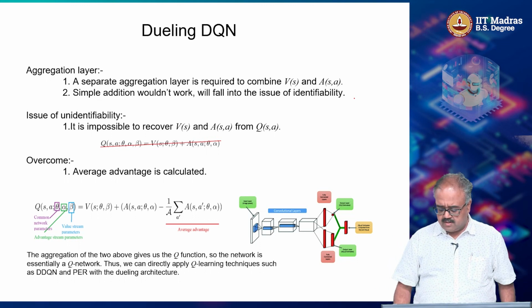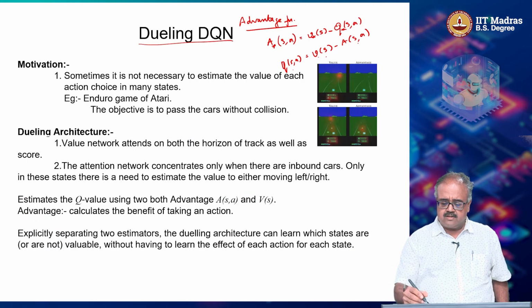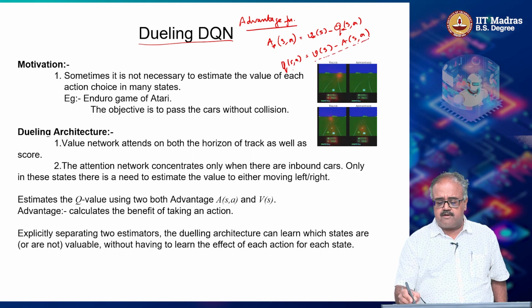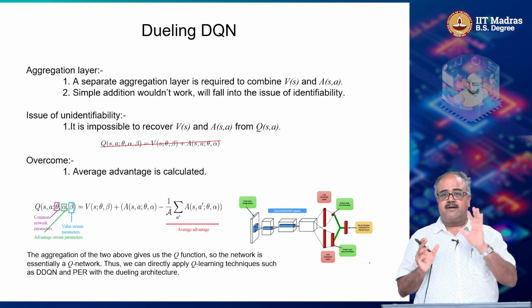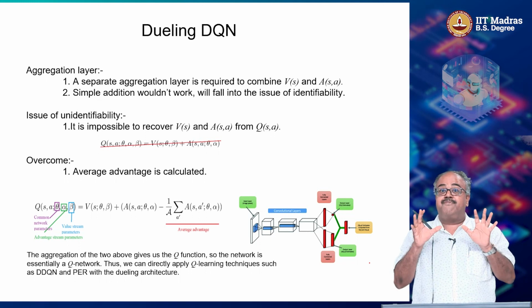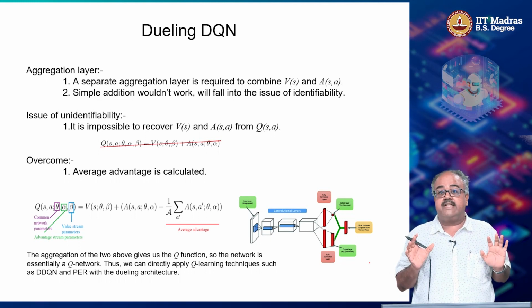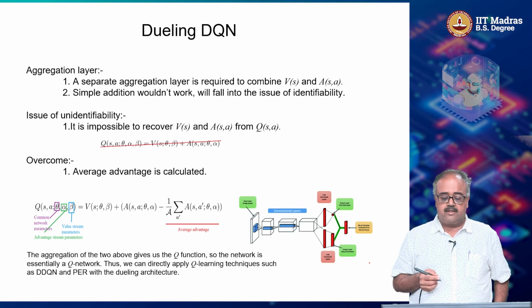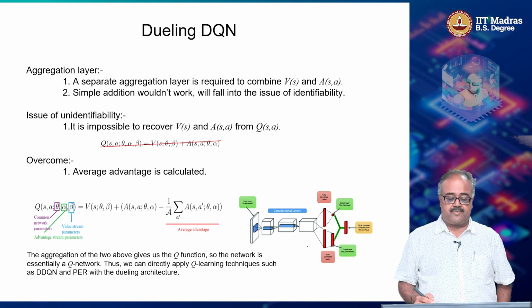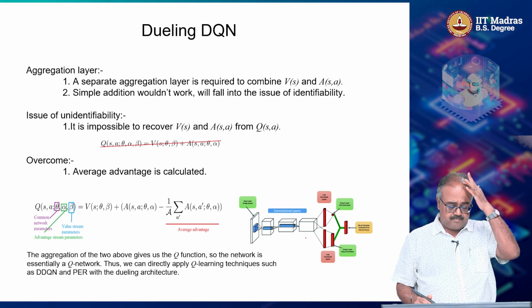One thing to remember is that we need to make sure that the output follows this form. So we have something called an aggregation layer, which will combine the output of V and A, and it is fixed. The aggregation layer's weights don't change, but you will back propagate the error through the aggregation layer. So there is a problem.